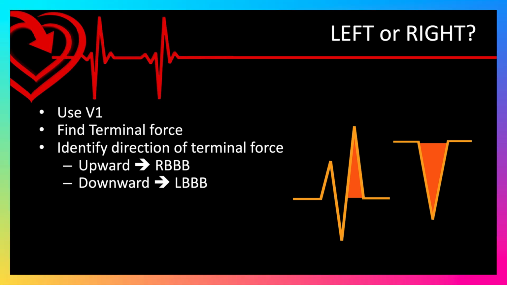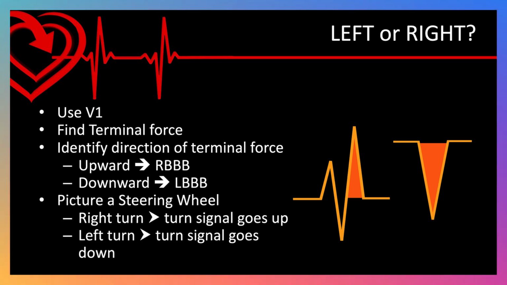One way to remember this is picture yourself driving a car. You're holding the steering wheel, and this little pointer on the screen right now is telling you which way to move your turn signal. If you're pushing your turn signal up, that's because you're taking a right turn. So that image on the left is a right bundle branch block. If on the other hand, you push your turn signal down, that's a left bundle branch block.